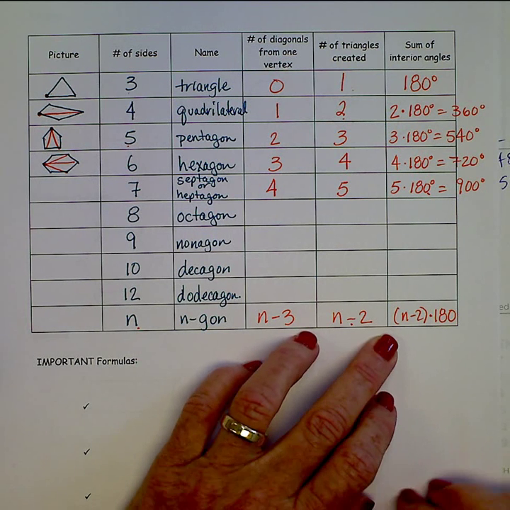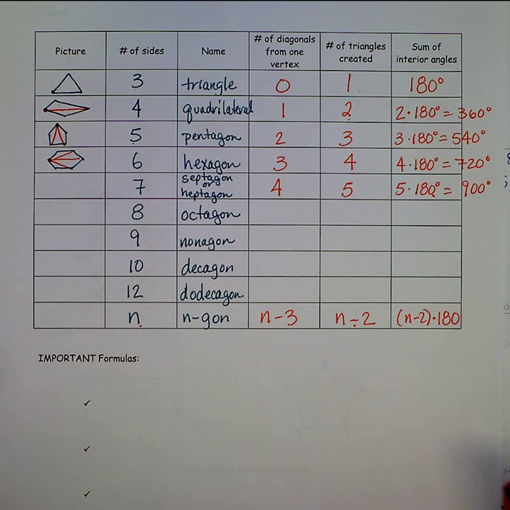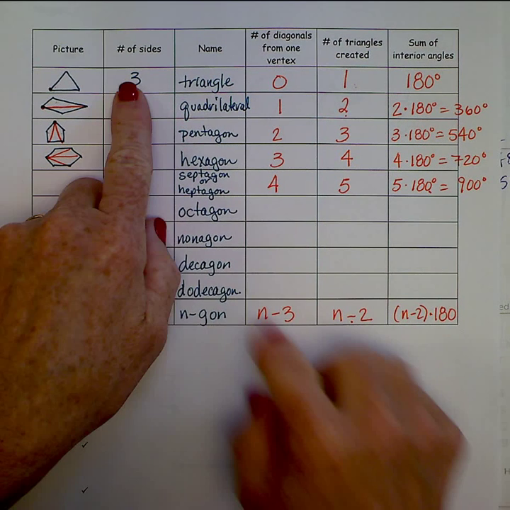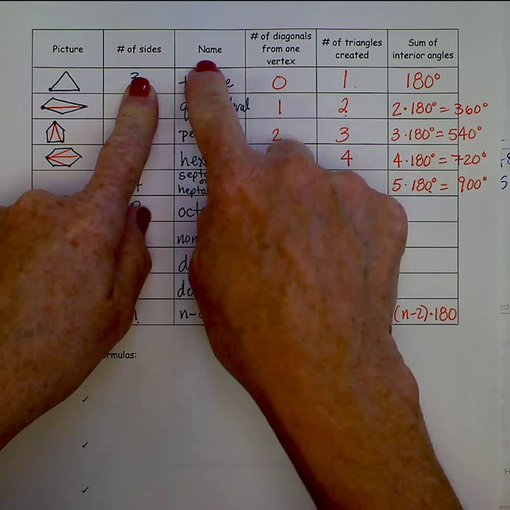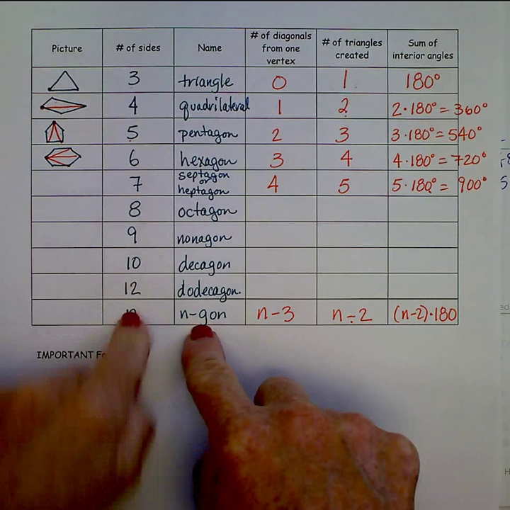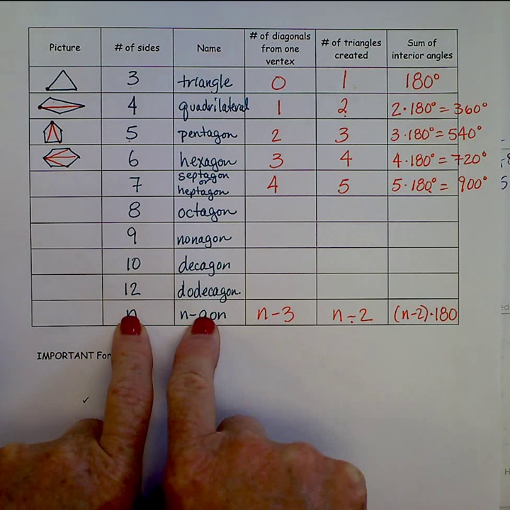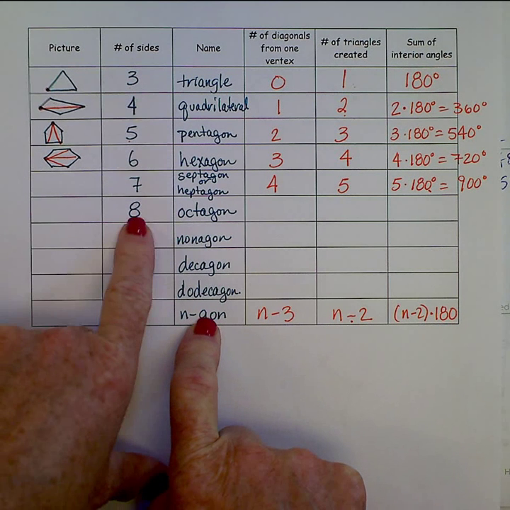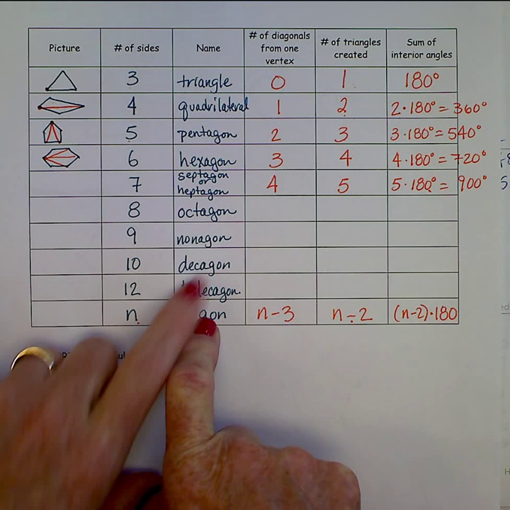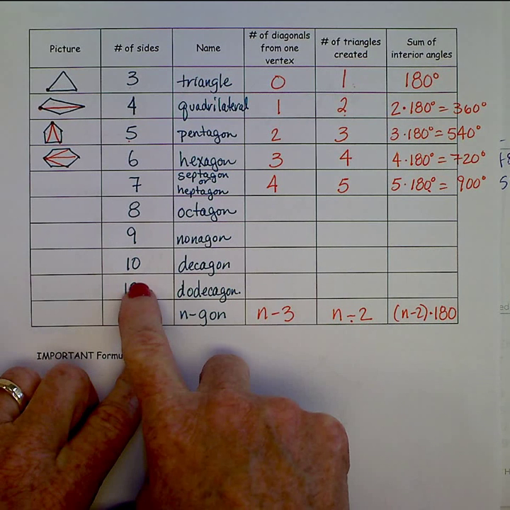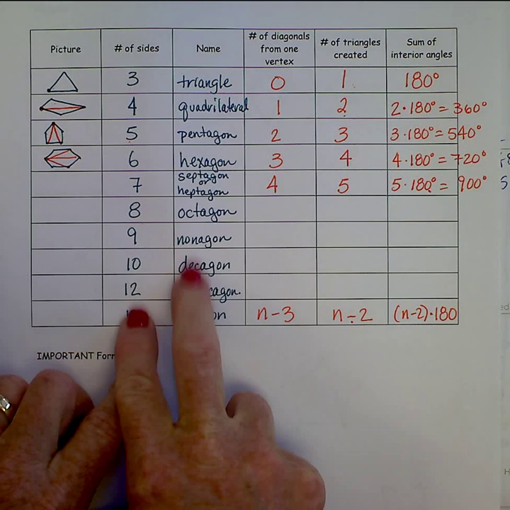All right, this chart serves 2 purposes. One, to have you associate the number of sides with the name. Yes, you need to know the number of sides and the name. I expect you to know that an 8-sided figure is an octagon. I expect you to know that a decagon has 10 sides. You need to know these.